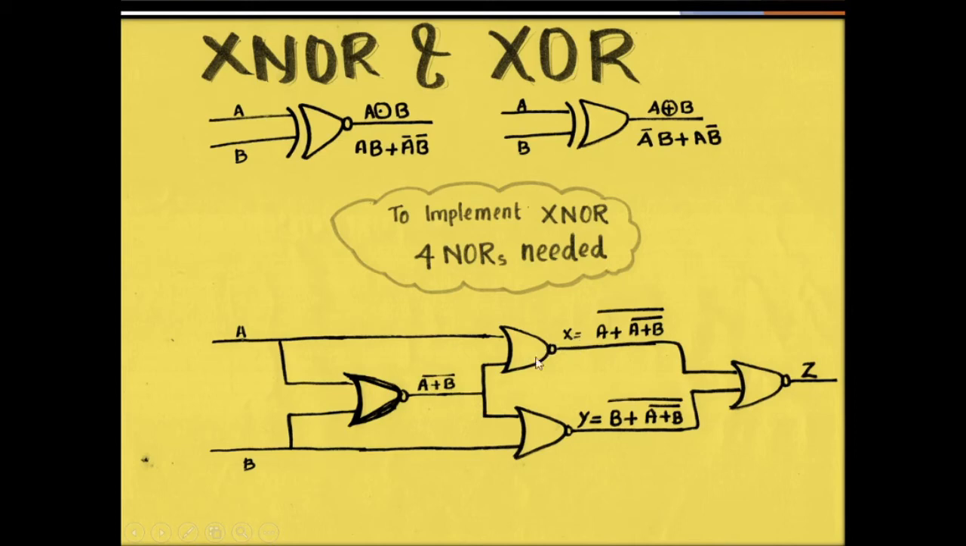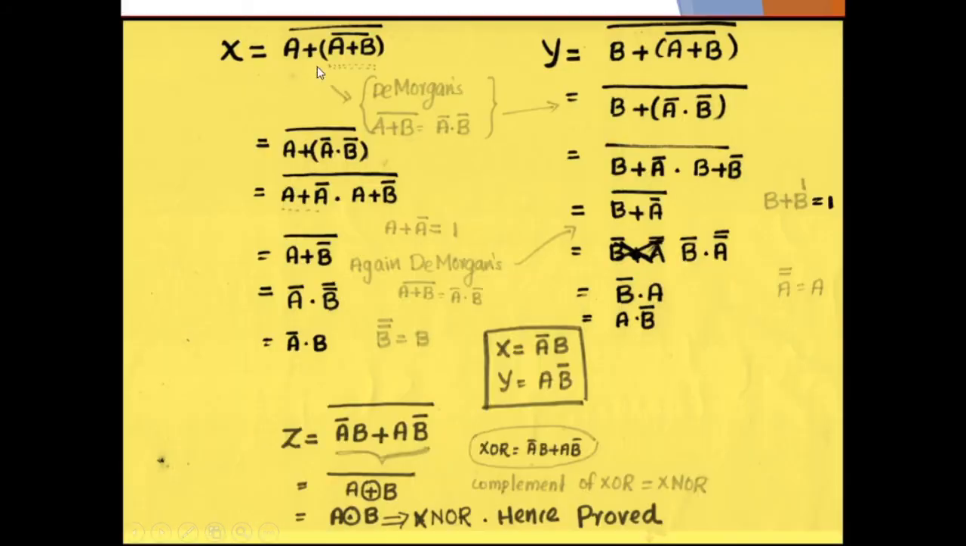What is the output of this NOR gate? X. What will be the Boolean expression in X? Here a is the input and the second input is a plus b whole bar. So x is equal to a plus (a plus b whole bar) whole bar. In the same way, y is equal to b plus (a plus b whole bar) whole bar.